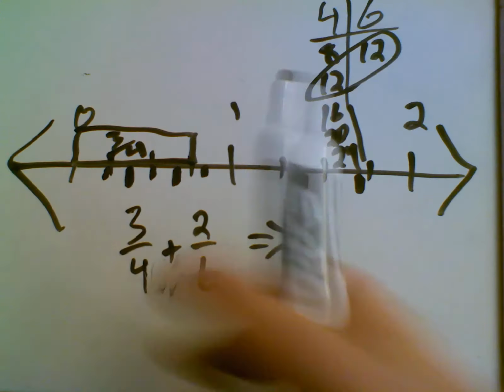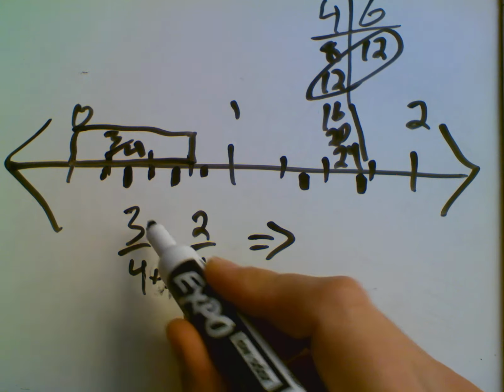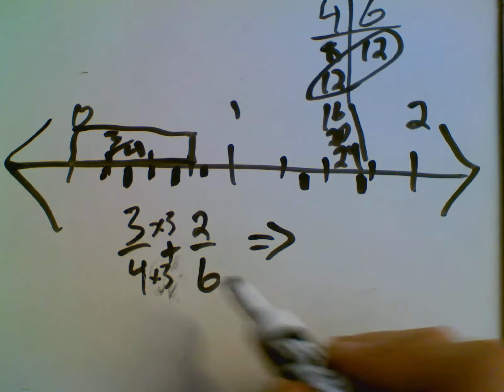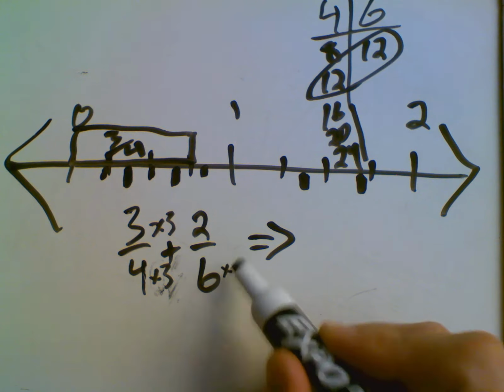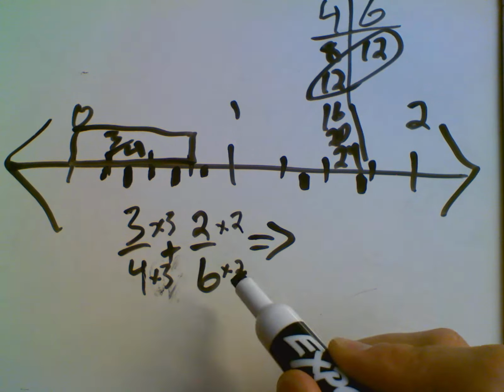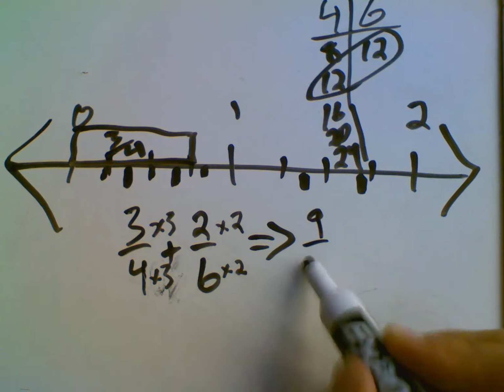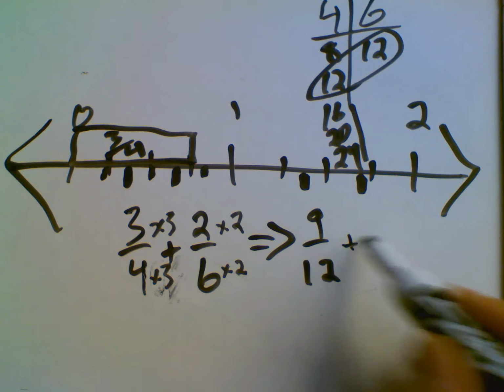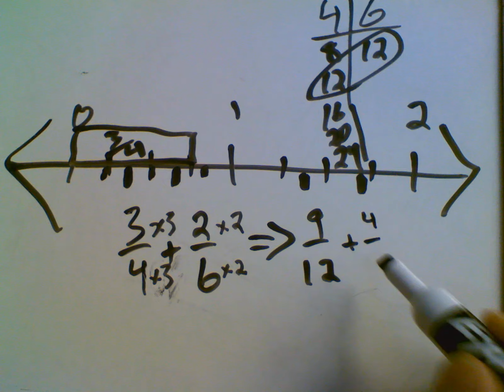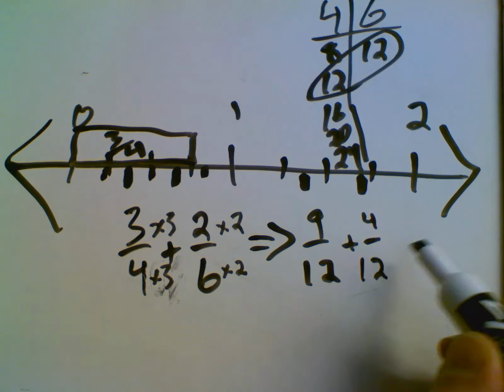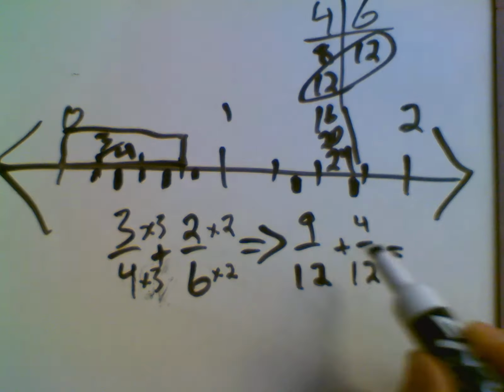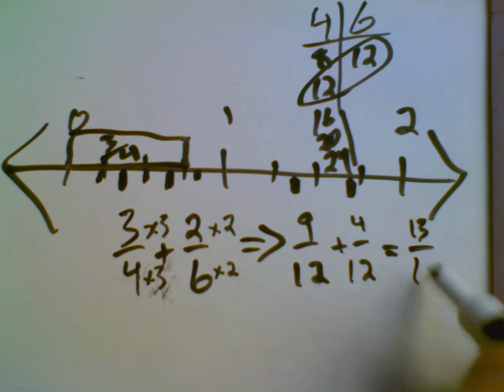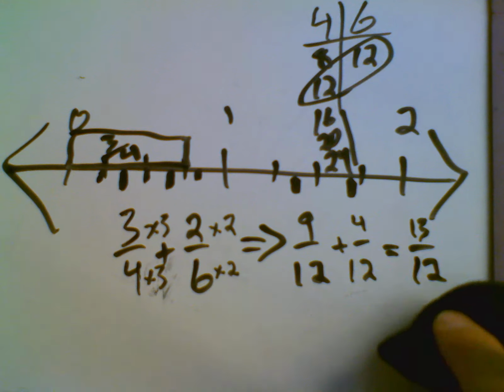Now I'm getting muddled up, don't we all? Don't forget to do same top and bottom. To turn a 6 into a 12, I have to have times 2. So I have 3 times 3 is 9, 4 times 3 is 12, plus 2 times 2 is 4, 6 times 2 is 12. So I now have 9 twelfths plus 4 twelfths is 13 twelfths. Well, look at that. So if I were to rewrite this mess, I know it's 13 twelfths.